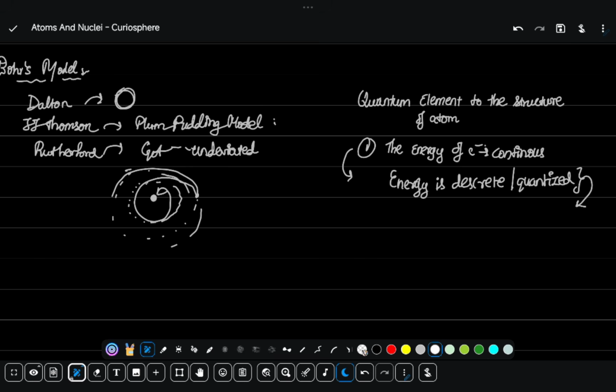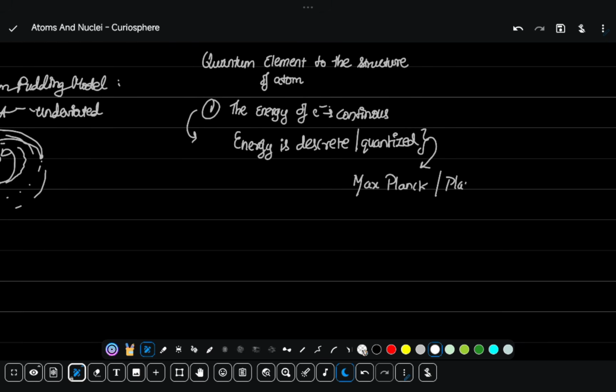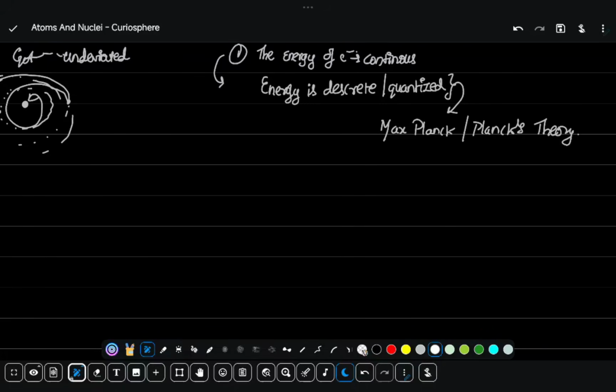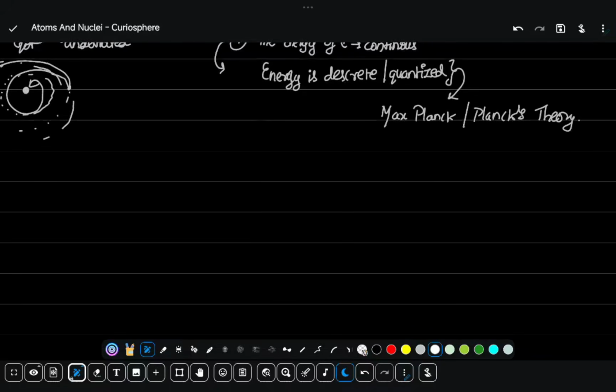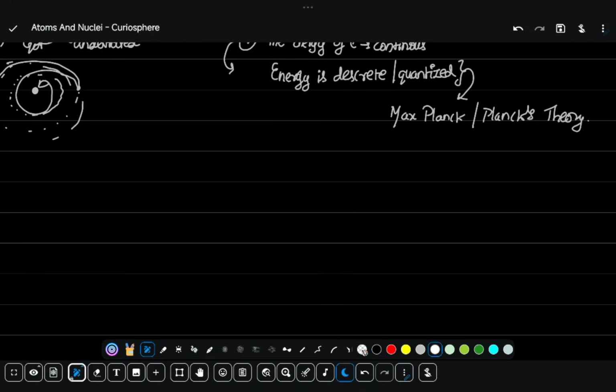This was brought in by Max Planck's quantum theory. Right? This element of discrete or quantized energy explained that electrons in a particular orbit do not gain or lose energy unless they move to other orbits.